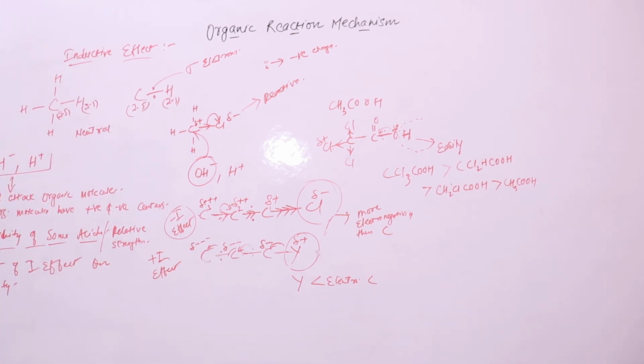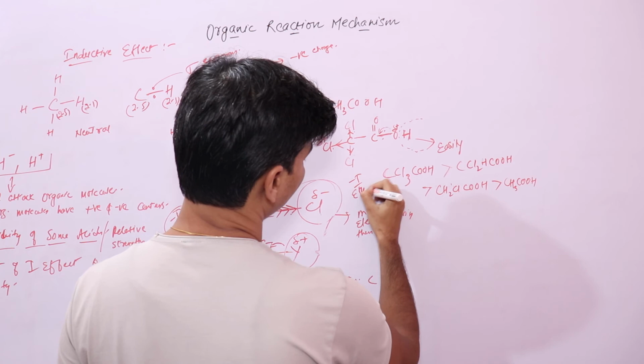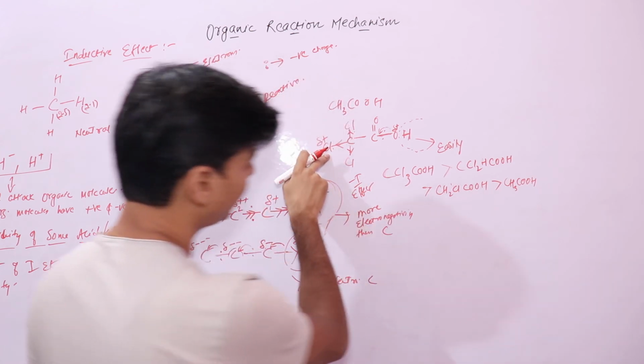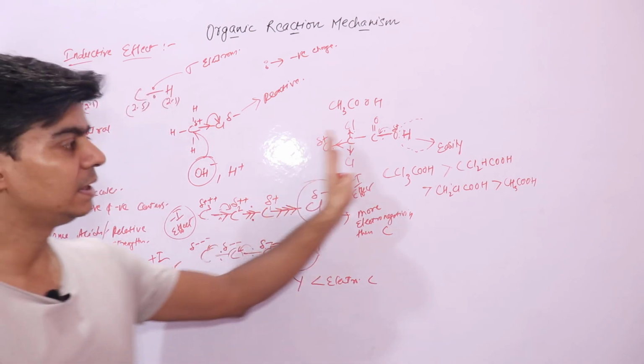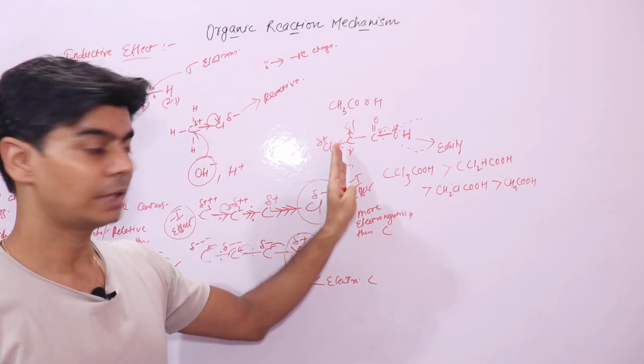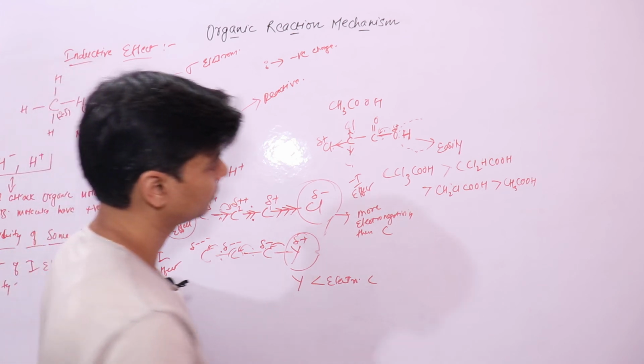Now let's look into the reactivity of alkyl halides, right? And this is your minus I effect. Due to minus I effect, the acidity has increased. Now suppose I add some group here that will release the electron, or that will displace the electron towards the oxygen atom, right?